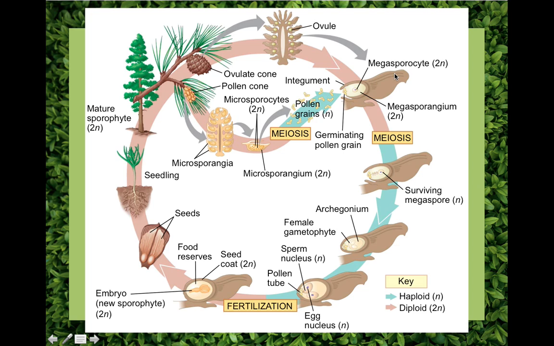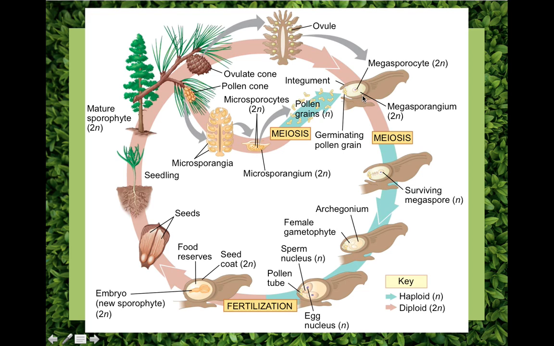Within that ovule, we've got this integument from the mother sporophyte. There's a gap in here. That's the micropyle that the pollen can enter, which is what makes the seed naked, just because you have this little opening there.